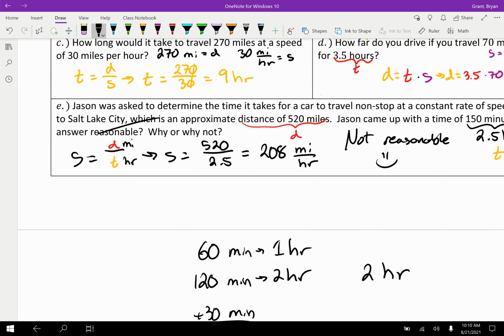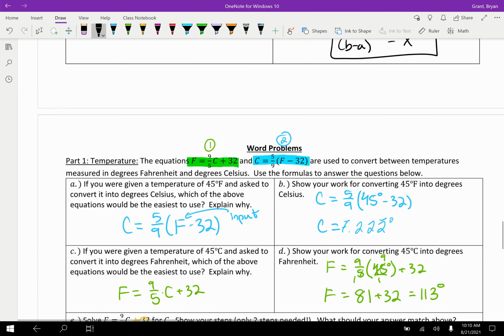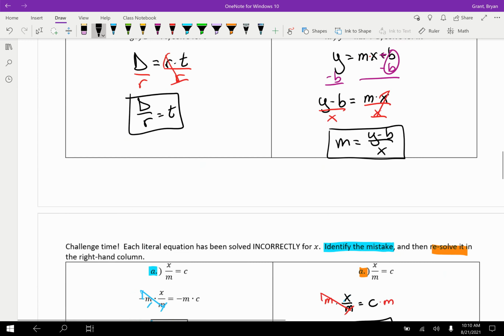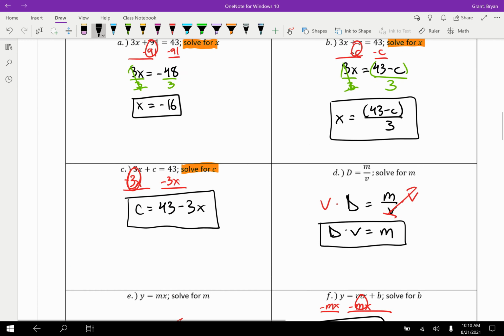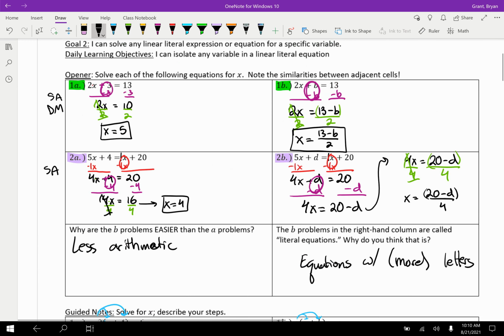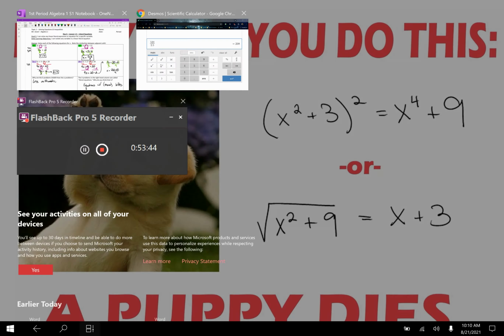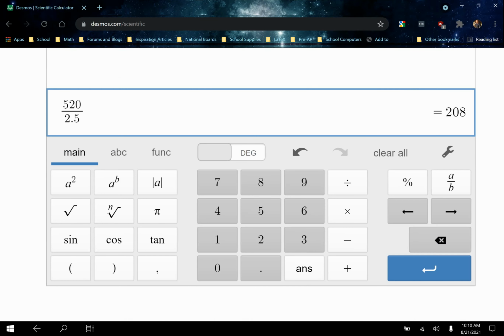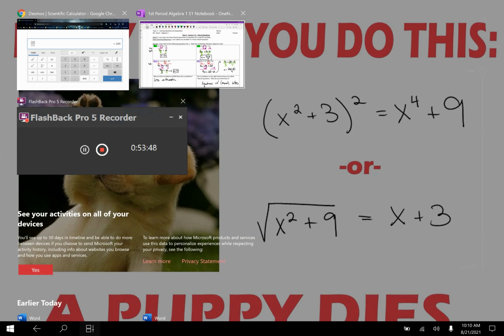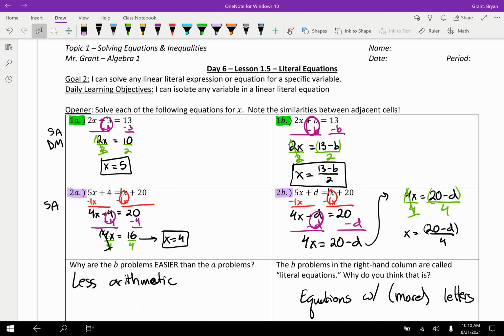So thank you for hanging out with me today while we worked through some literal equations, right? We really just focused on our SADMEP, moving variables from side to side. We did less math than normal. We finished up with a couple word problems. We discussed the Desmos calculator, and that is about it. So next class, lesson 1.6, is going to bring us into the second half of topic 1. We're out of solving equations, and we're going to move into solving inequalities.